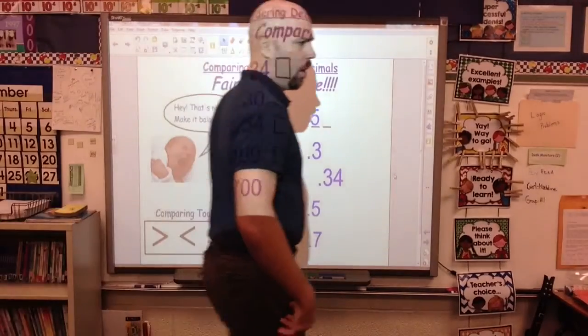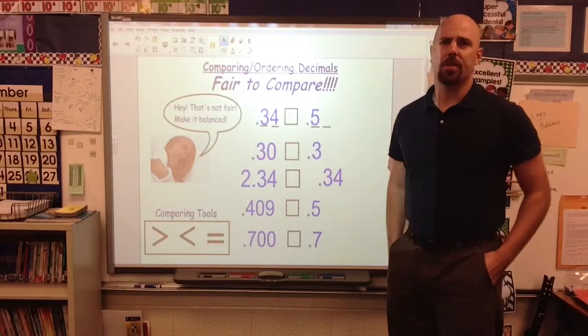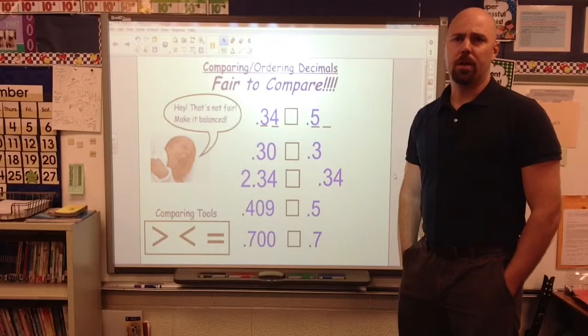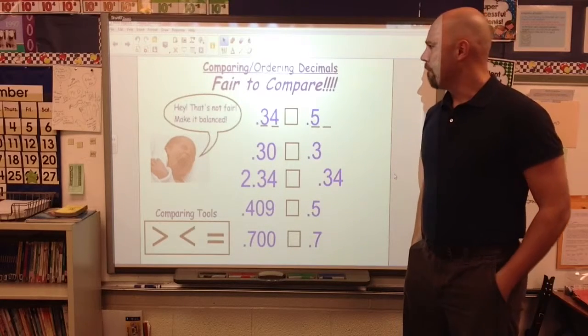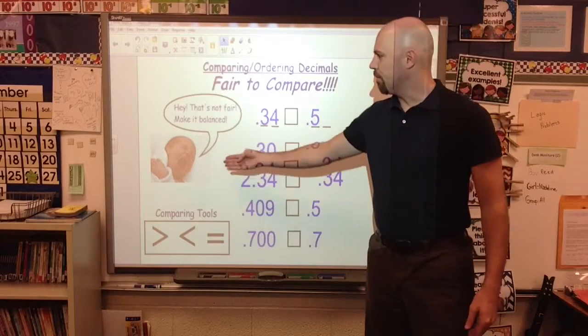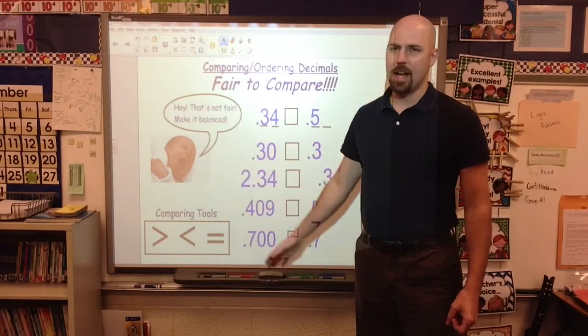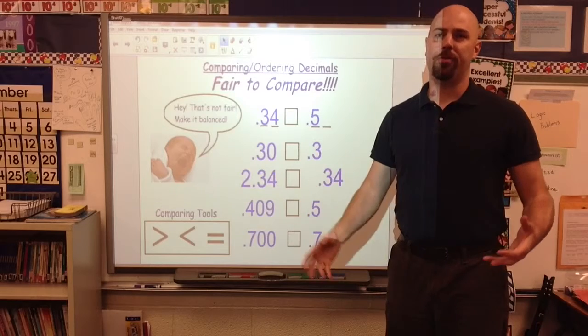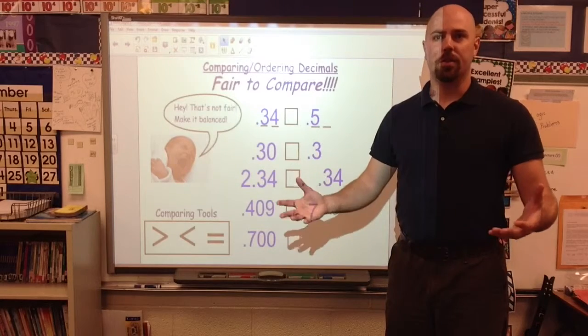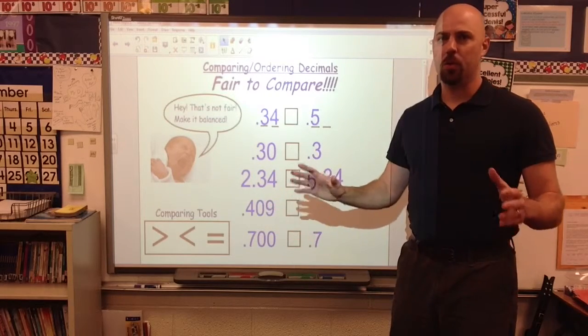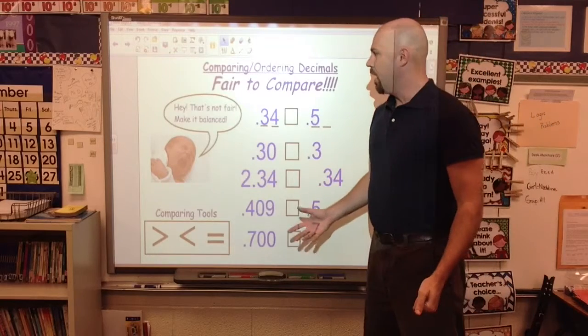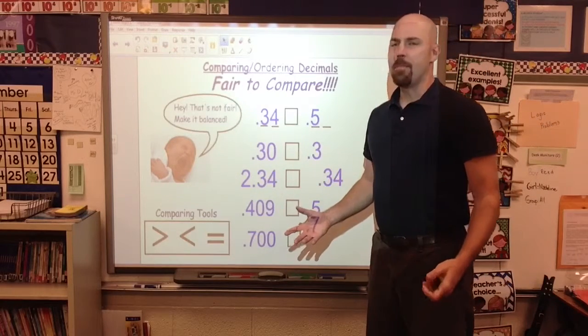Okay everyone, welcome to Fair to Compare. This is our technique that we use for comparing and ordering decimals. We start off talking about, you can see the little baby over here saying, hey, that's not fair! And we do that in the classroom. If we see numbers that aren't fair, the whole class goes, hey, that's not fair! In the most whiny voice that we can do. And by being fair, we say make it balanced.